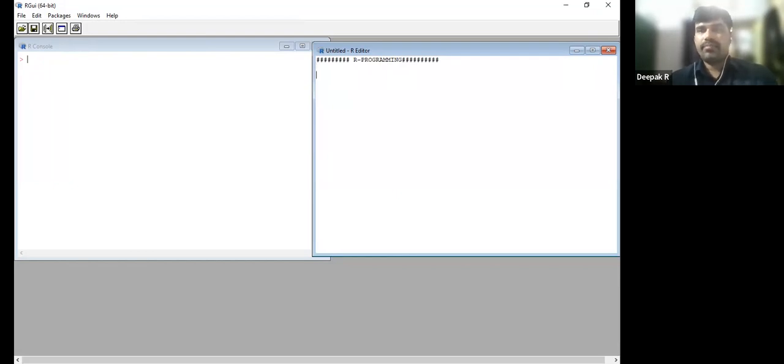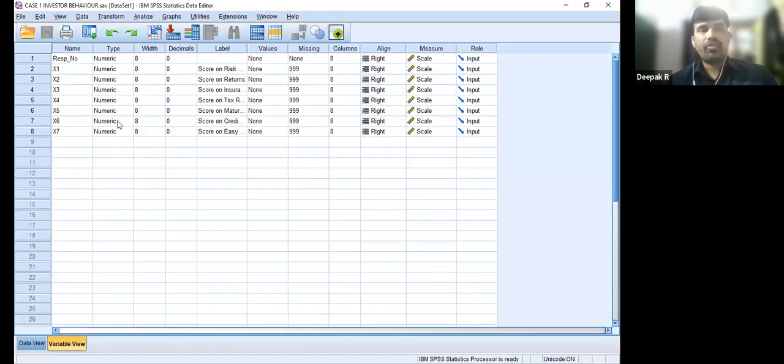Now, like we discussed in SPSS, whenever you copy any data and want to designate what kind of variable it is, we will first check whether it is qualitative data or quantitative data. Depending upon what kind of measure it is, we will be able to decide what kind of statistical measure we should go for.